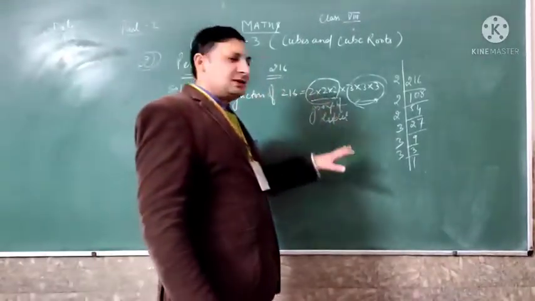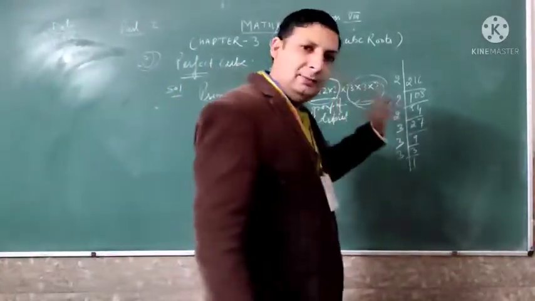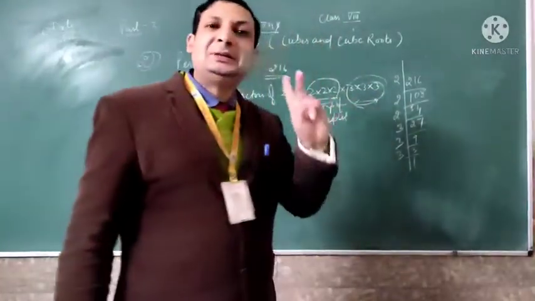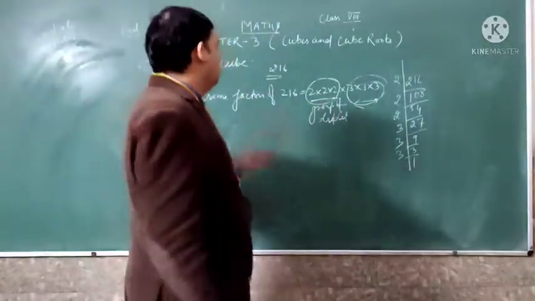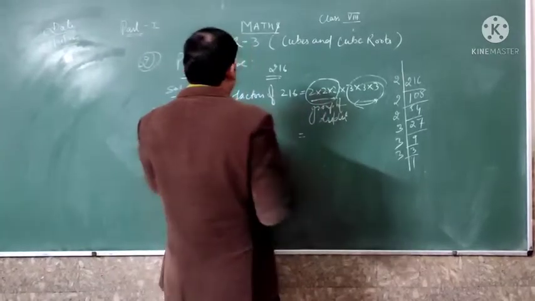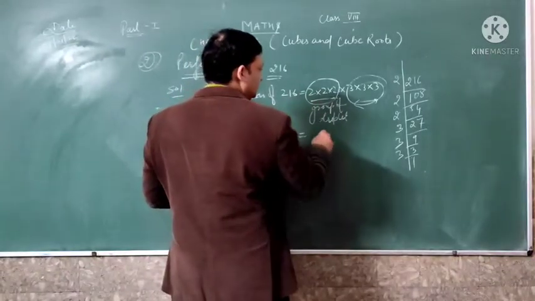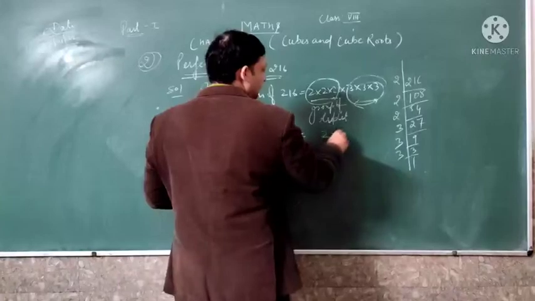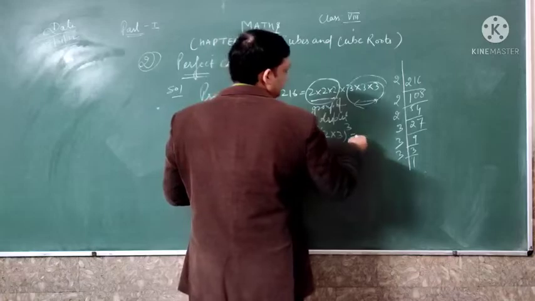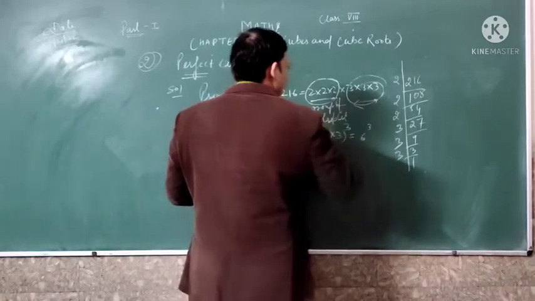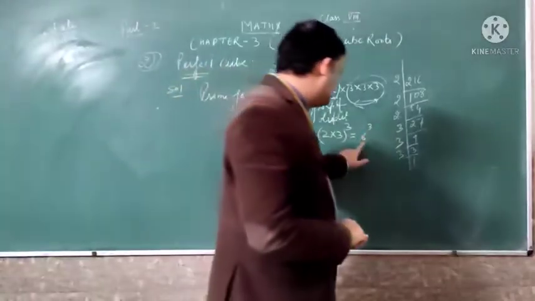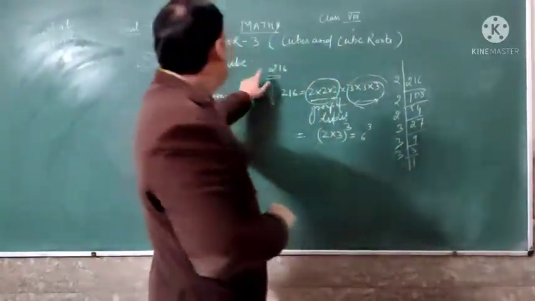Prime factorization of 216 gives us 2, 2, 2, 3, 3, 3. It means these are groups of triplets, meaning three same numbers. So the prime factorization of 216 equals 2 into 3, to the power 3, which is 6 to the power 3. It means when we multiply 6 three times, it gives the number 216.